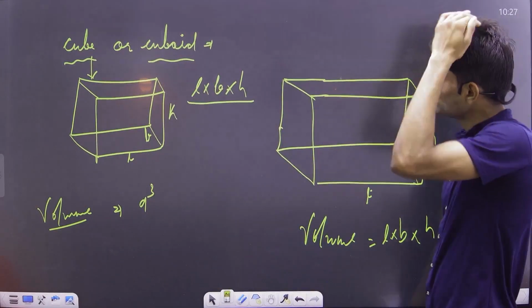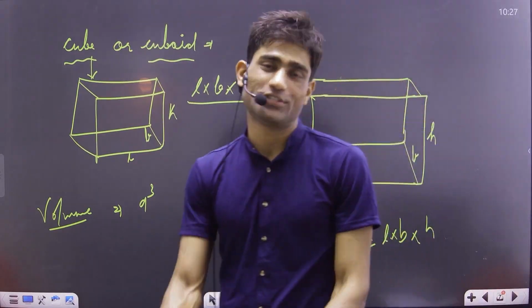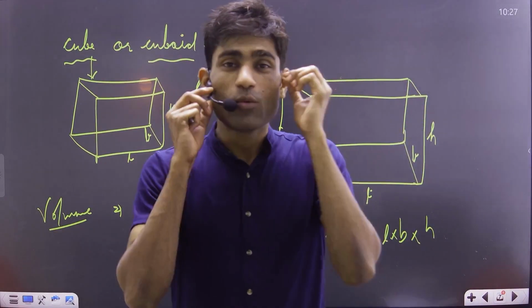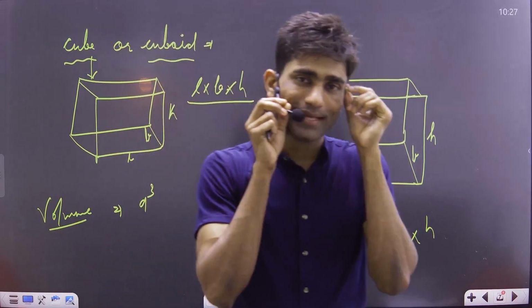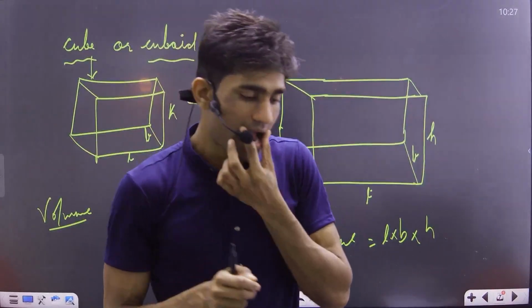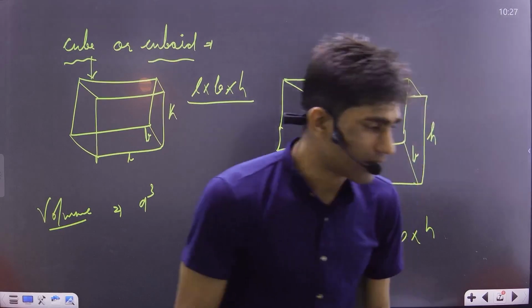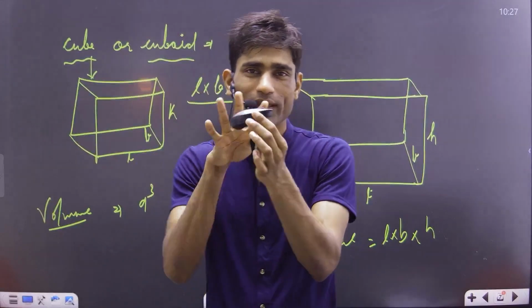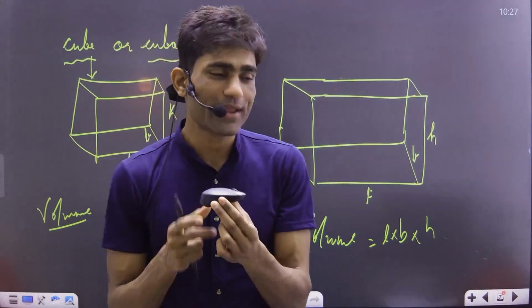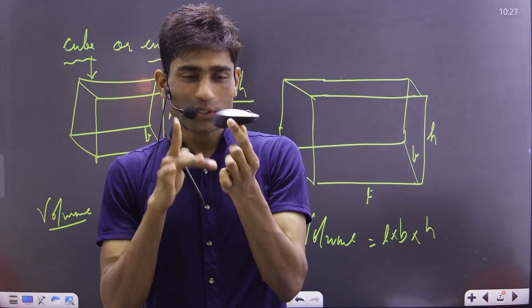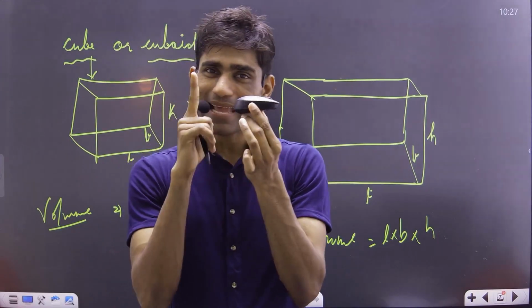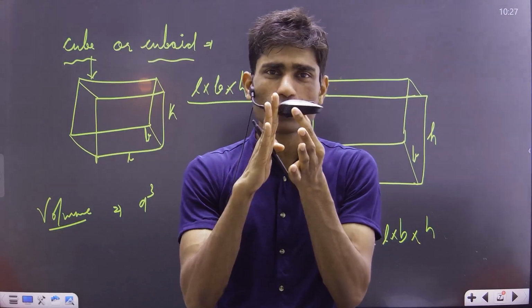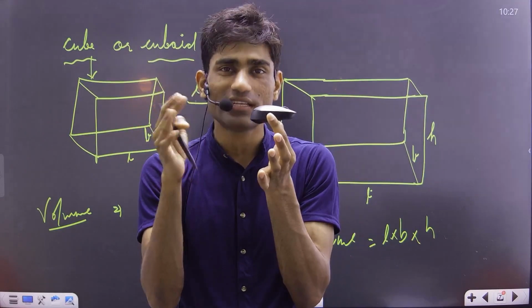Now let's move on to the total surface area and curved surface area. What about total surface area and curved surface area? Let me explain with one example. I have a mouse here, just consider it as a cube or cuboid. The curved surface area and total surface area for a cuboid are different, so don't consider all sides as equal.